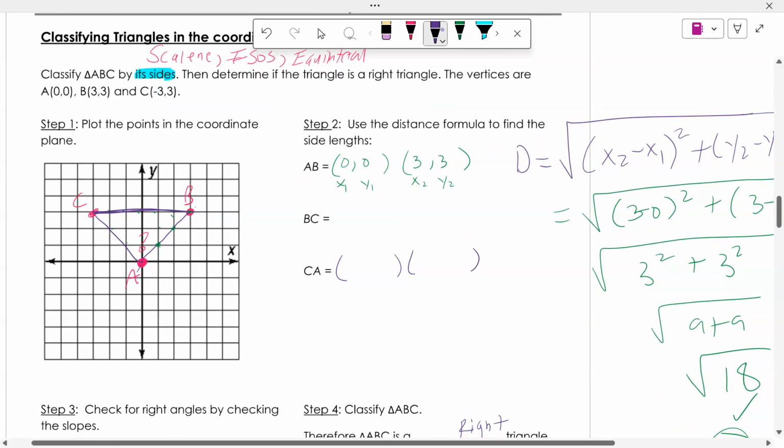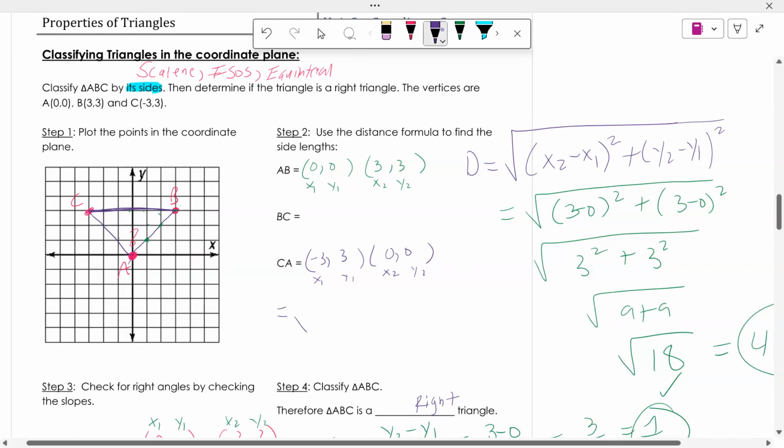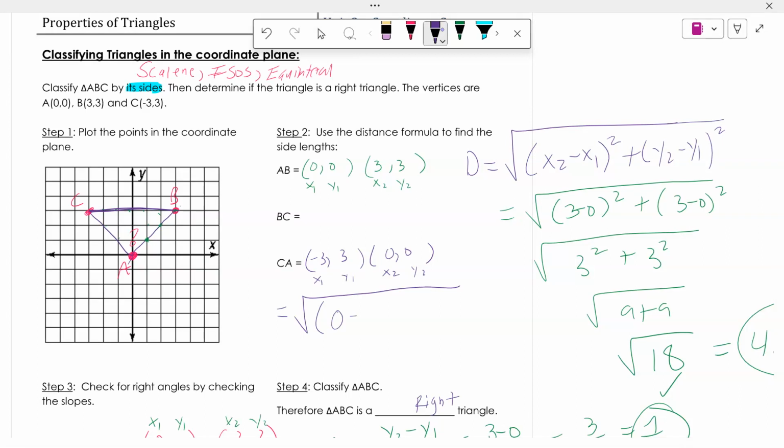So from C to A, I'm going to rewrite it. Negative 3, comma 3, and then we have 0, 0 for A. We've got x1, y1, x2, y2. We're going to substitute it into the same distance formula. So I've got to see this first step, what you plugged in where. So x2 minus x1 should be (0 minus negative 3) squared. Notice I'm doing that double parentheses to make sure I remember it's a double negative. That's the easiest place to make a silly mistake when you're doing these: not staying organized and not being careful of double negatives.